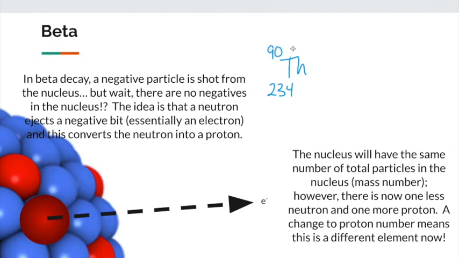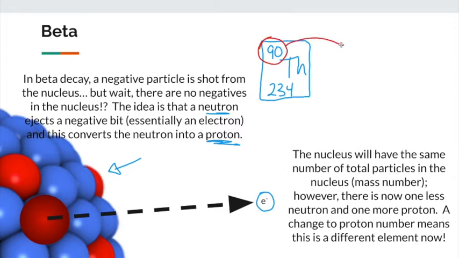Thorium has an atomic number of 90. And that's important because we need to know the proton number. So if this nucleus over here is thorium-234, and it emits a beta particle, it's going to have a neutron converted into a proton. So how do we know what element it's going to be? Well, the element is defined by the proton number. And the proton number will no longer be 90. It will be 91, one more than what it had before.